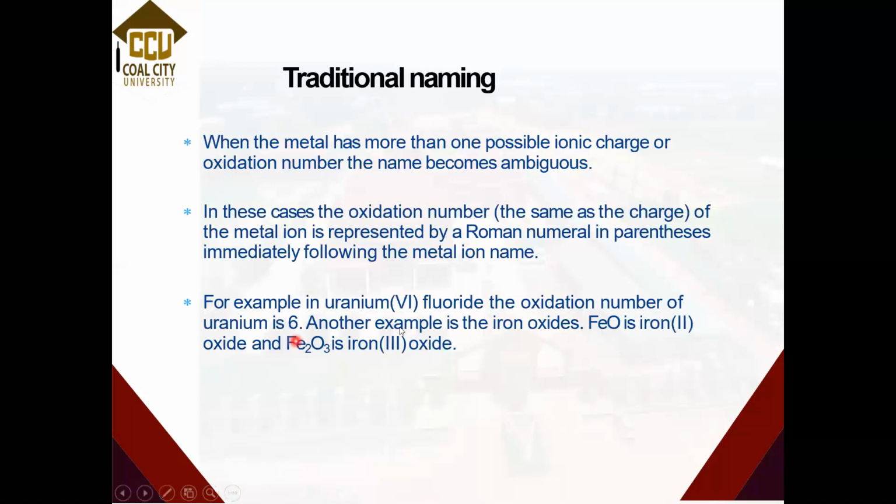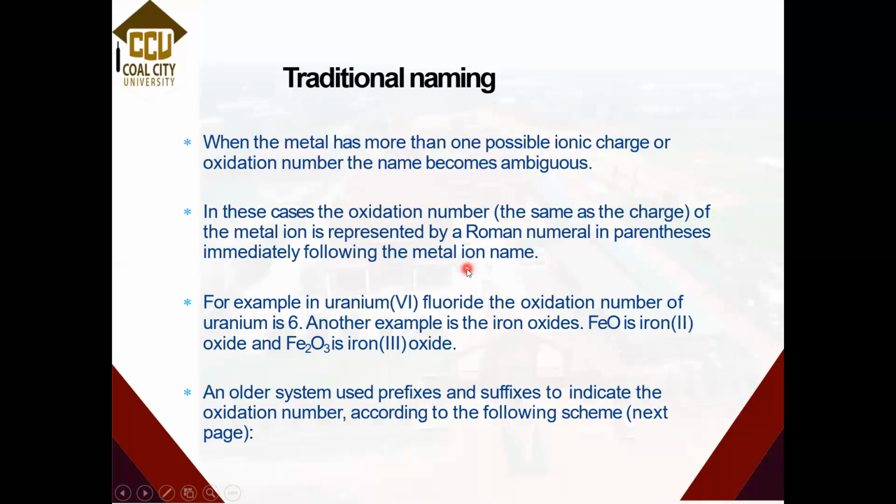You can see in this case, uranium(IV) fluoride, and uranium(VI) fluoride, where the oxidation number is 6. The same thing, I can have iron(III) or iron(II), like I have here. Both of them, the parentheses represent the oxidation state of the metal. An older system uses prefix and suffix to indicate the oxidation number according to the following scheme.